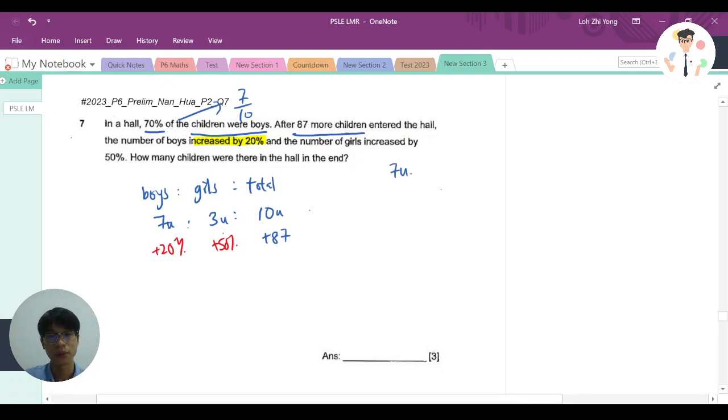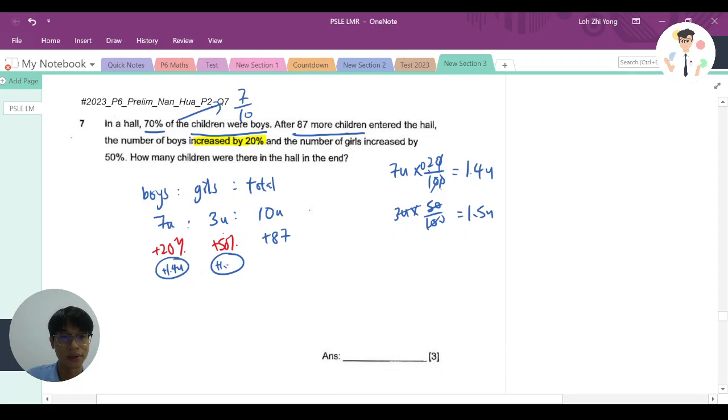7 units, what's 20% of it? If you simplify, you should get 1.4. So here I can also say it's plus 1.4 units. Then 3 units times 50%, so I know it's actually 1.5. So I can say this is plus 1.5 units.